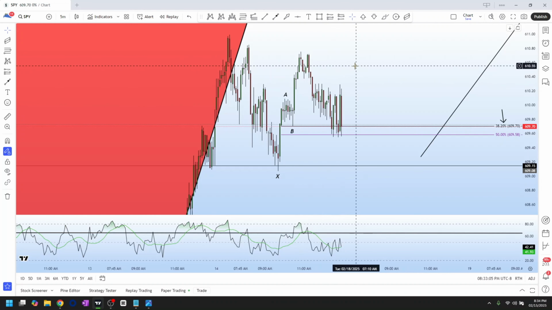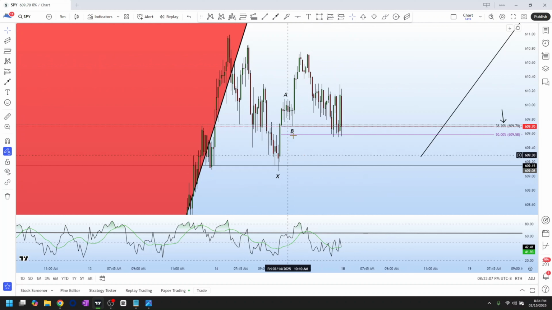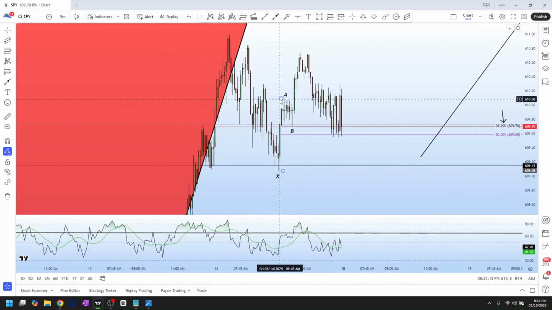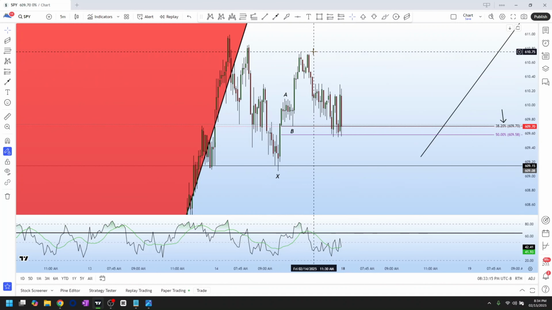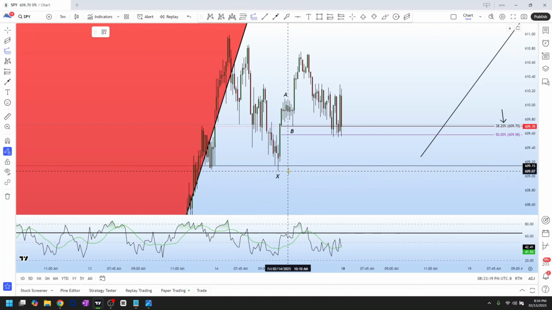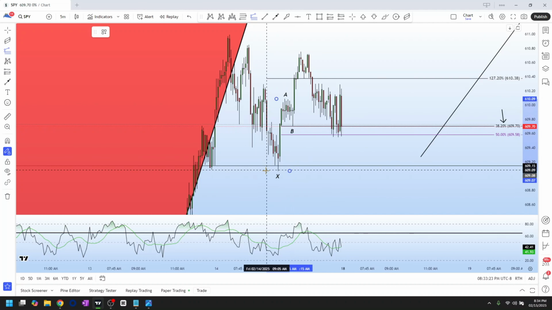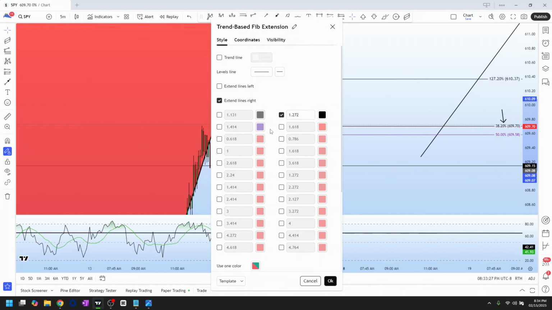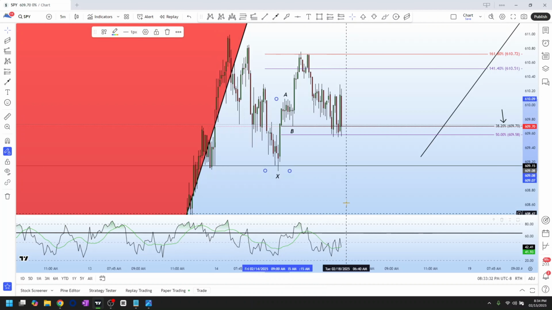And remember I said that you need to at least touch the 1414 extension of X to A. You can go as high as 1618, but cannot close beyond it. So let's see if that's valid. Let's see if I'm lying. So starting from X and then coming up to A and then coming back and just saying, we want to know if we met the requirement by hitting the 1414 and we could go as high as 1618.